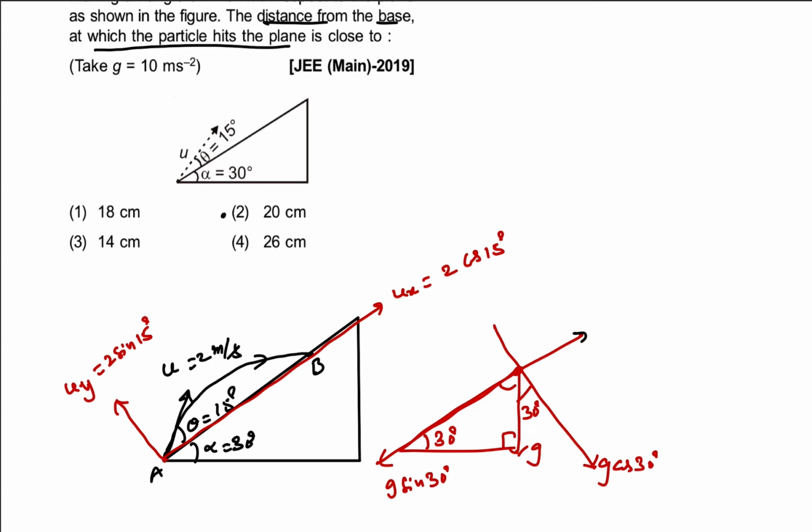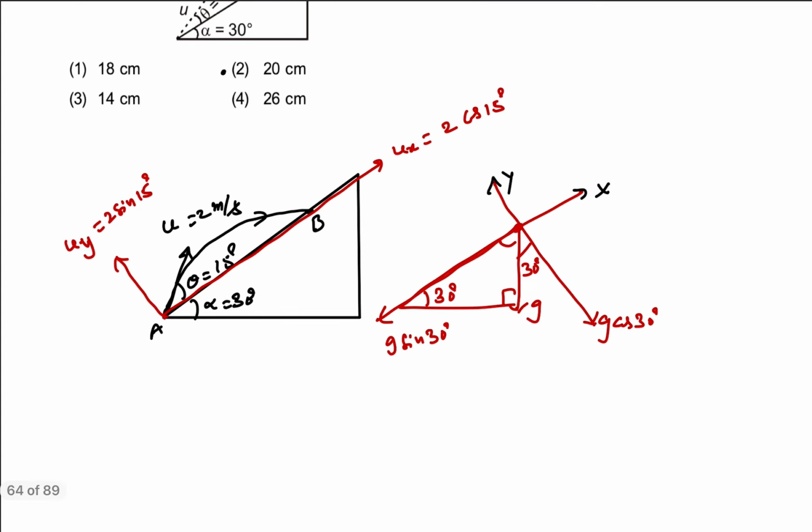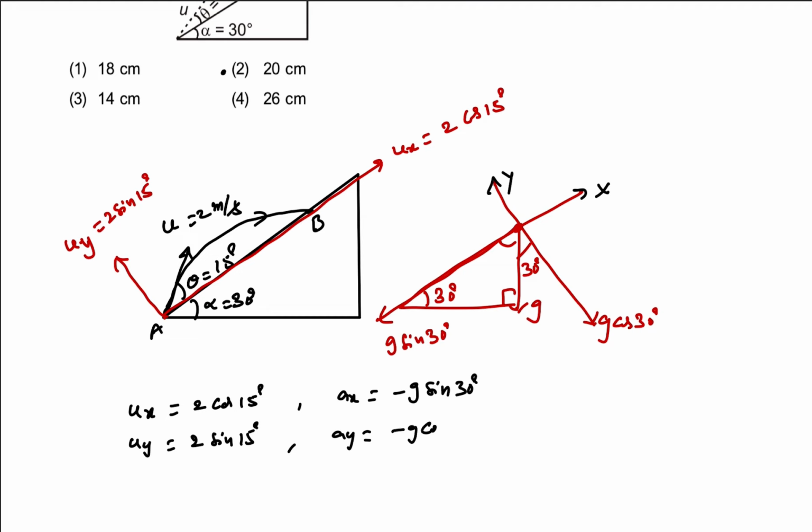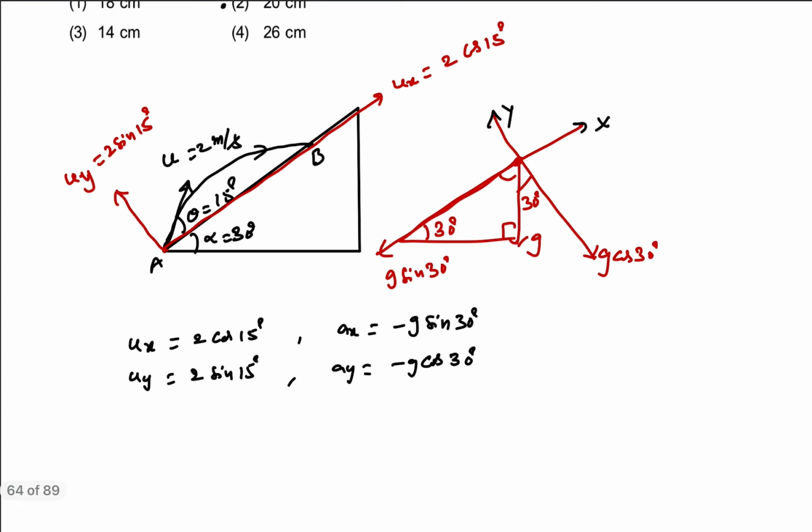Now this is my x-axis and y-axis. I am writing the relations. ux is equal to 2 cos 15 degrees. uy is equal to 2 sin 15 degrees. Similarly, ax is equal to minus g sin 30 degrees, and ay is minus g cos 30 degrees. First, to calculate the range, I want the time of flight.